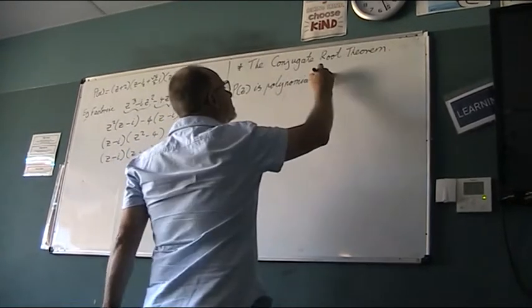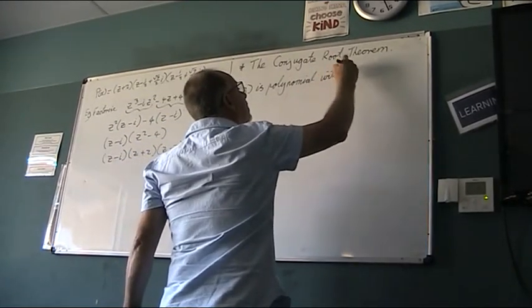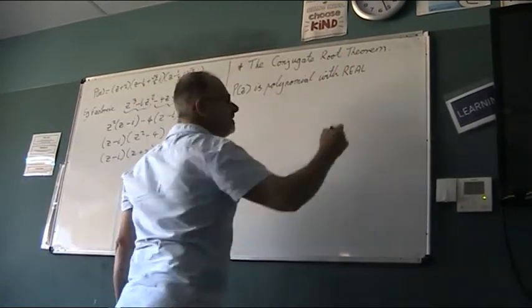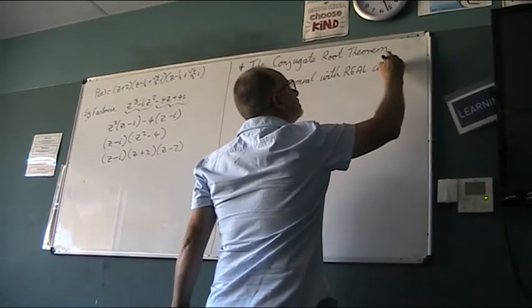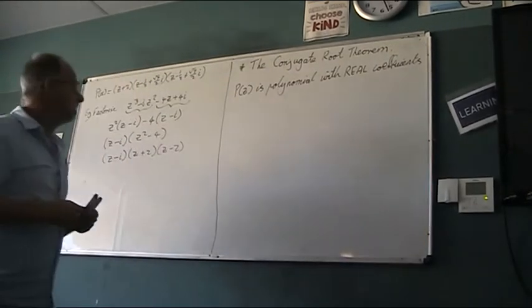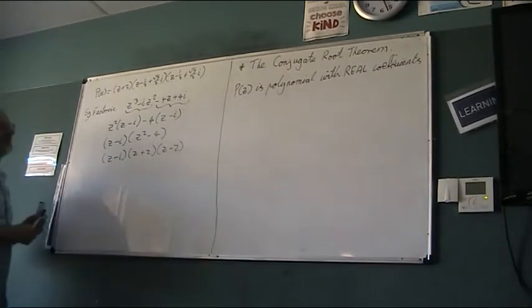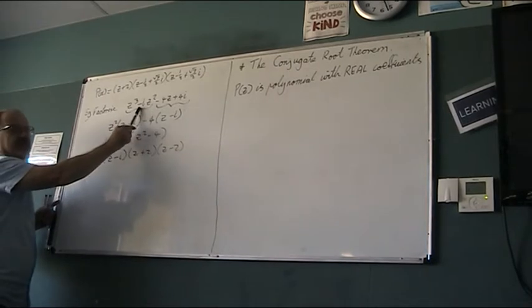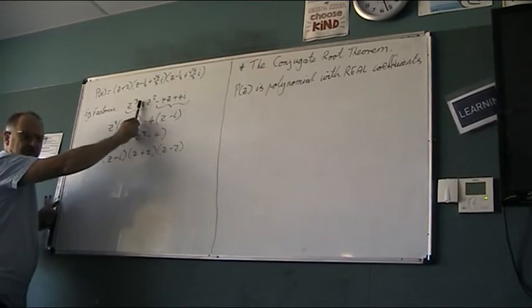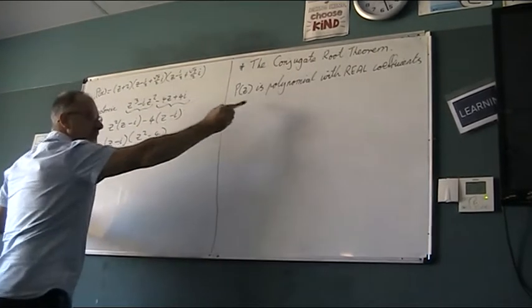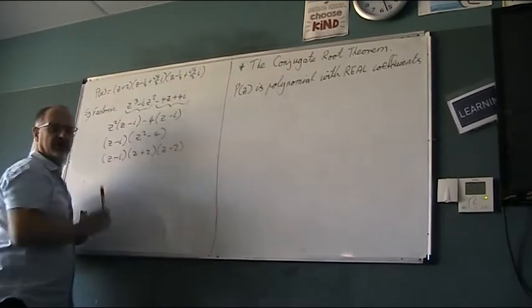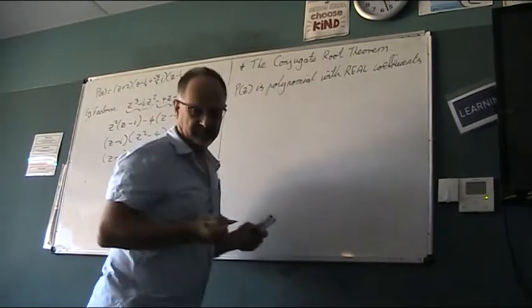with, and this bit's important, real coefficients. So over here in this previous example that we just did, you notice the z squared's got negative i, so that's not a real coefficient, it's got the i in it. So this conjugate root theorem doesn't apply to this polynomial, only to polynomials which have real coefficients.